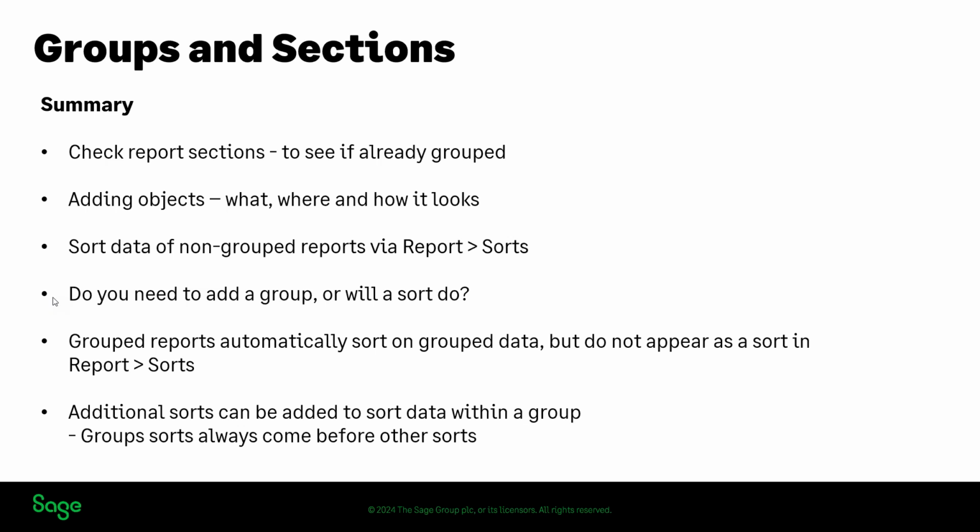And obviously if you do add groups, the data on the report will be automatically sorted by the group rather than the sort. So it's the group that gets the priority, but we showed you how to resort the groups in ascending or descending order if you needed it. Obviously, once you've added groups, additional sorts can then be added.